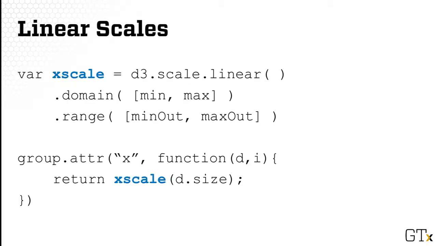So linear scales define the mapping between a range of input values, which we call the domain, to a range of output values, which we call the range. Here at the top, the domain function takes in an array specified by the lower bound, min, and the upper bound, max. And similarly, for range, which is the output, we use min out for the lower bound and max out for the upper bound. And below, you see how we're going to use the scale that we just defined. Here, we're specifying the x-coordinate based on the scaled value of the size from the data point.